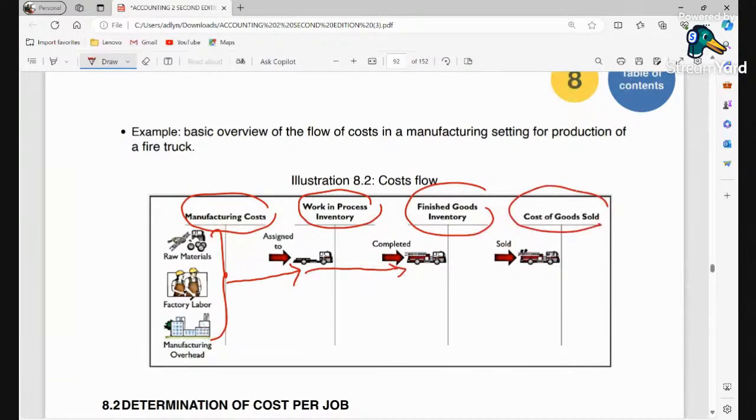So this is the cost flow, right? We have the manufacturing cost. Once we put all three items, direct materials, direct labor, and manufacturing overhead, into the process, they move into work in process inventory. When it's completed, it's no longer work in process inventory and goes into finished goods inventory, and then when it is in the process of being sold, it moves to cost of goods sold.